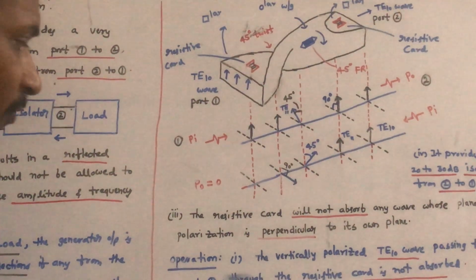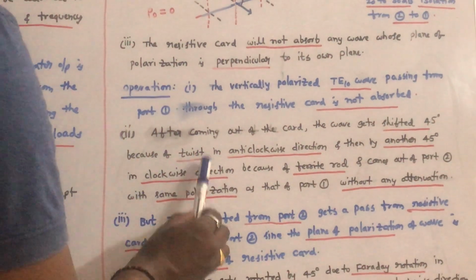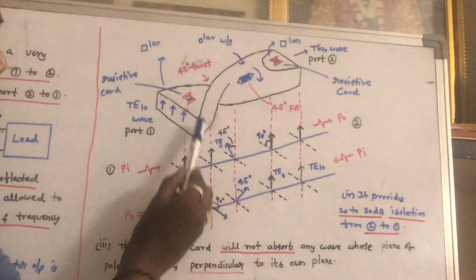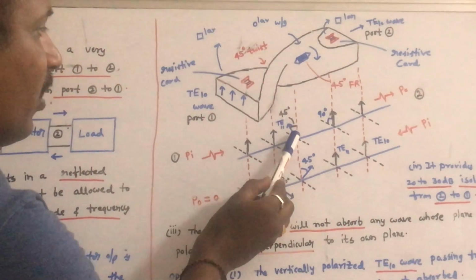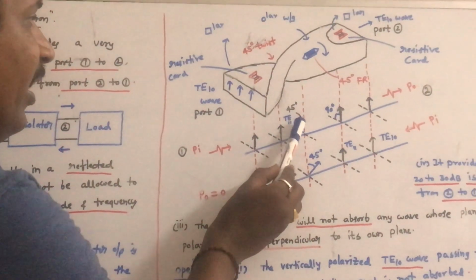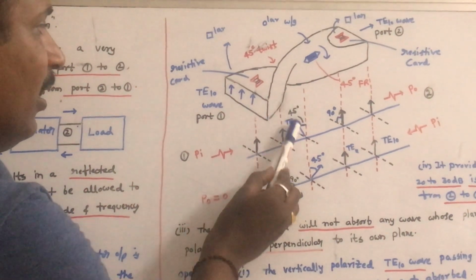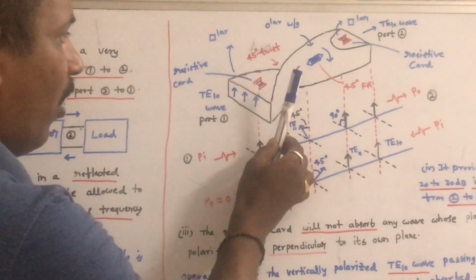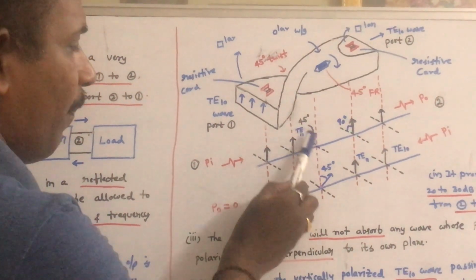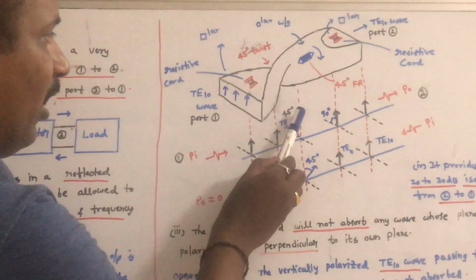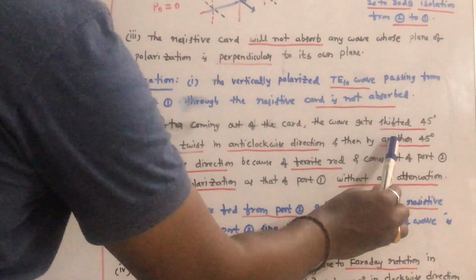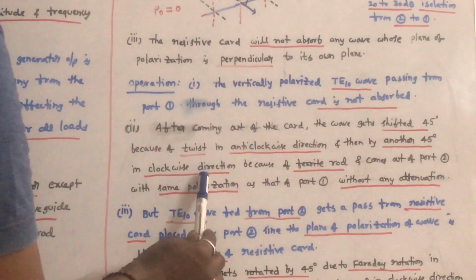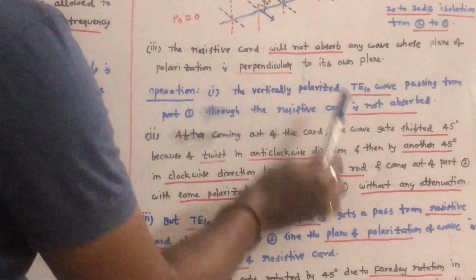Number 2, after coming out of the card, the wave gets shifted by 45 degrees because of the twist. So you can clearly see that after coming out of the resistive card, because of this 45 degrees, the plane of polarization is rotated 45 degrees in anti-clockwise direction. You can check that. Here the wave is like this. So after the twist, the plane of polarization of the wave is rotated by 45 degrees in anti-clockwise direction, and then another 45 degrees in clockwise direction because of the ferrite rod. So you can see this.